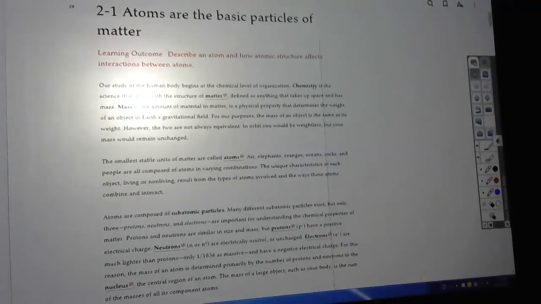Okay, so chemistry. Our study of the human body begins at the chemical level of organization. So chemistry is the science that deals with the structure of matter, which is defined as anything that takes up space and has mass, which is to say mass, the amount of material in matter. So the space, how much it takes up. And mass is a physical property that determines the weight of an object in the Earth's gravitational field. So that will change on a different planet.